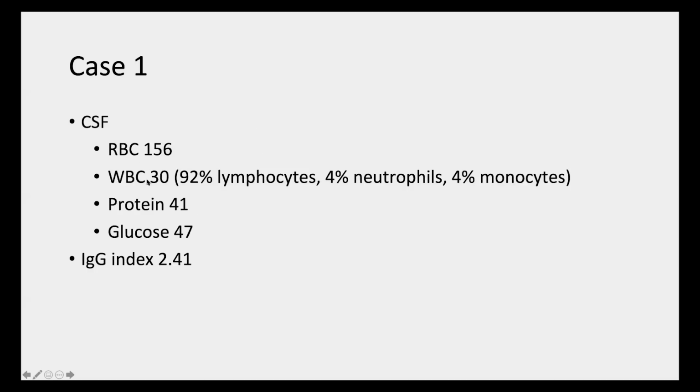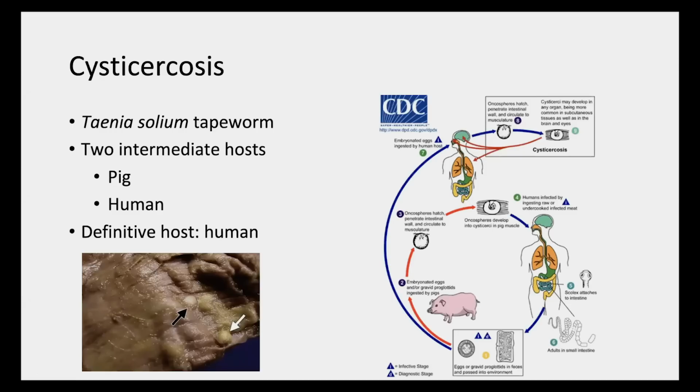When they did the spinal tap, she still had low-level inflammation. And when we did sequencing, we found that she didn't have sequences that matched to tuberculosis, but she did have many sequences that matched to a pork tapeworm called Taenia solium, which is the cause of a disease called Cysticercosis.